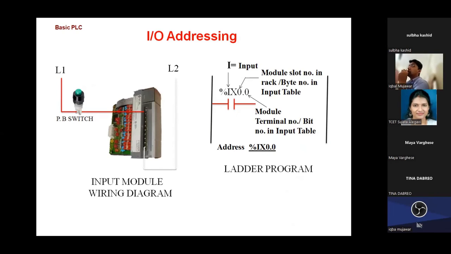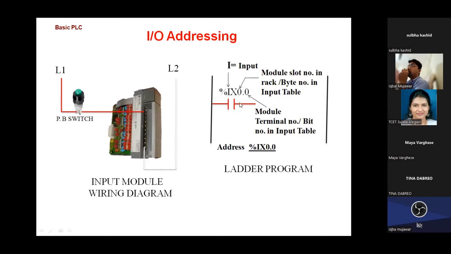The addressing also varies from company to company, but ultimately it is similar. If you understand this one, then you can easily identify how others are giving it. Only the notations are different. Some are providing X, some are providing I, some are providing Q, some are providing P. The letters are different, but the ultimate number is the same. Here the percent I stands for input. This is a multiplication sign, not X.